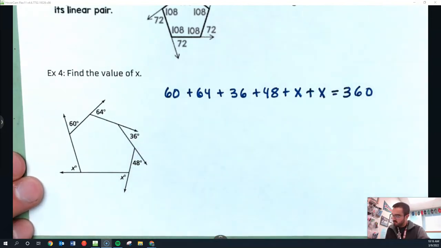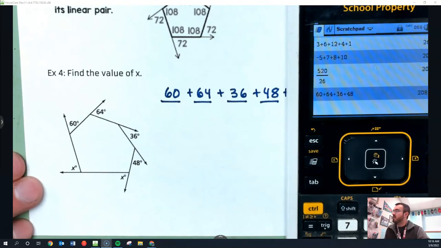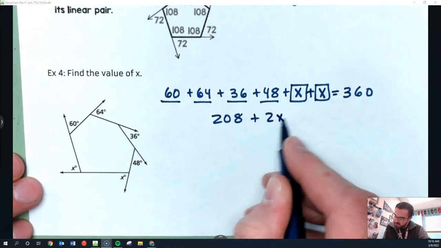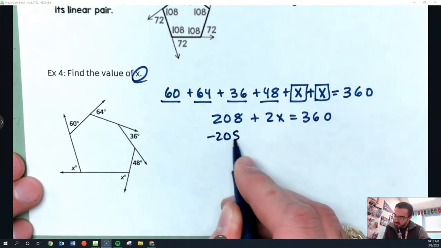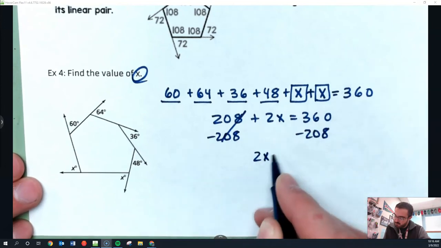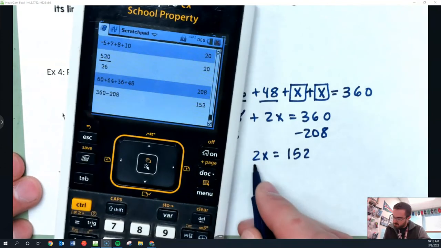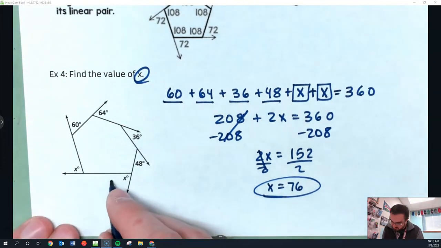Let's do this. So 60 plus 64 plus 36 plus 48. Those are some like terms. 208. So I'd get 208 there. x plus x would give me 2x equals 360. I'm just going to keep on solving. Remember, I'm finding the value of x. Subtract 208 on both sides. 2x equals, let's see what we get, 152 divided by 2. x equals 76. So in theory, this would be 76 degrees.